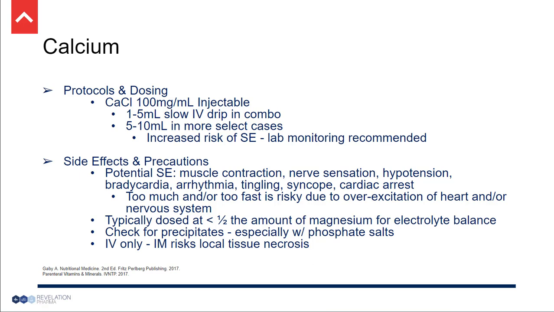You'll always want to check the bag for precipitates, especially if you're mixing calcium with something with a phosphate salt involved, because calcium and phosphate will tend to bind. But there are other salts that calcium could potentially form as well. So you just want to make sure that you check for those precipitates, especially if you're using higher concentrations of various different salts. And notably, calcium is IV only because intramuscular brings too much risk for local tissue necrosis.